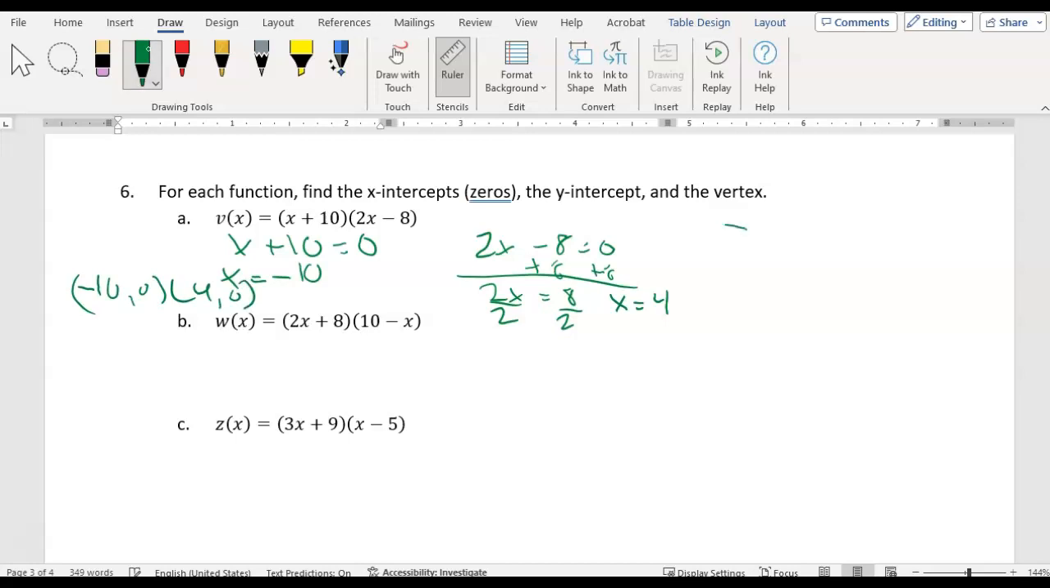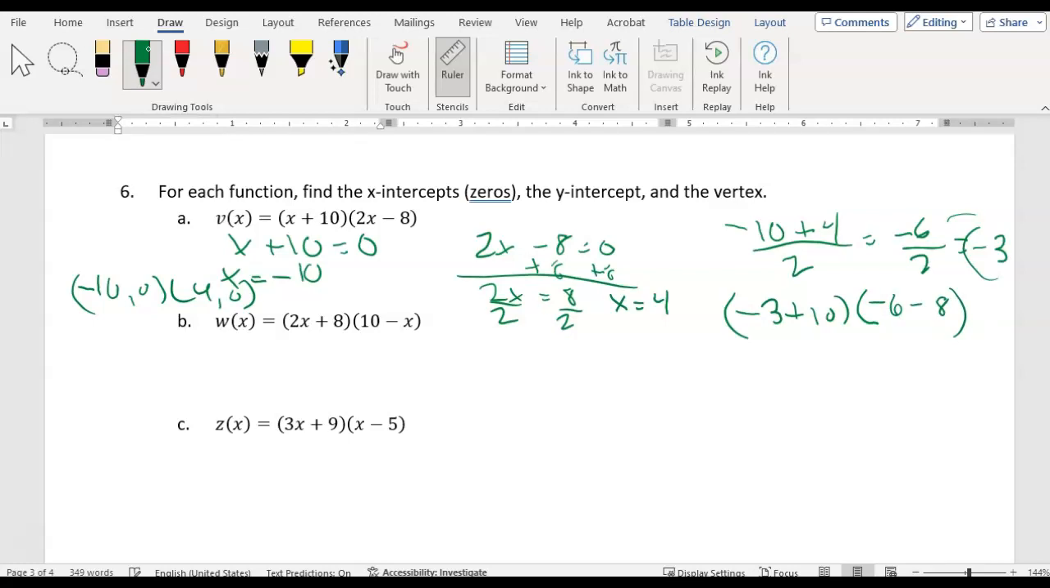This means then the vertex is negative 10 plus 4 divided by 2, which gives me negative 6 over 2, which is negative 3. To find the y value, I'm going to plug it back in here. So I'll get negative 3 plus 10 times negative 3 times 2, which is negative 6, minus 8. So this will be 7 times negative 14. It's a pretty big y value there, but we want 28, carry the 2, 9, so negative 92. So negative 3, negative 92 will be our vertex.